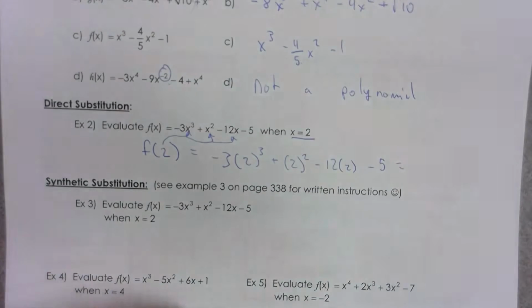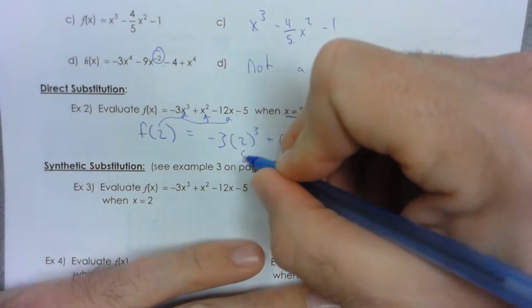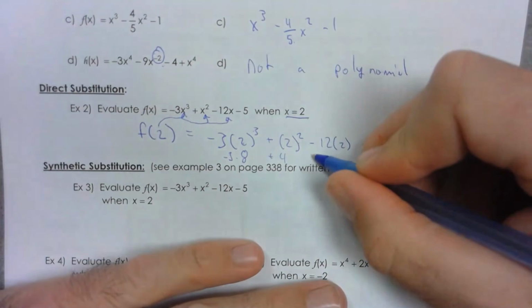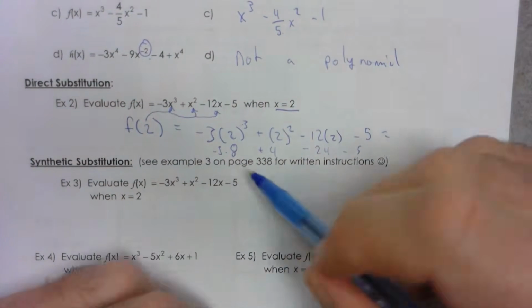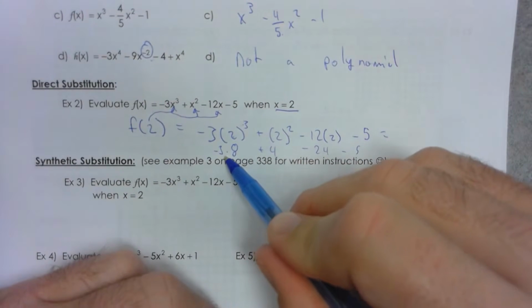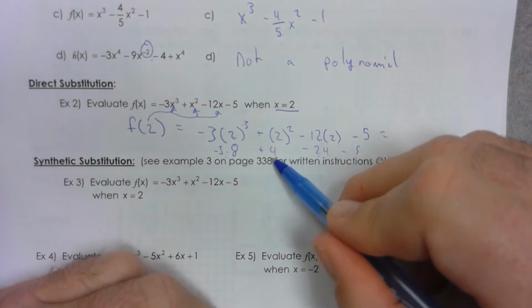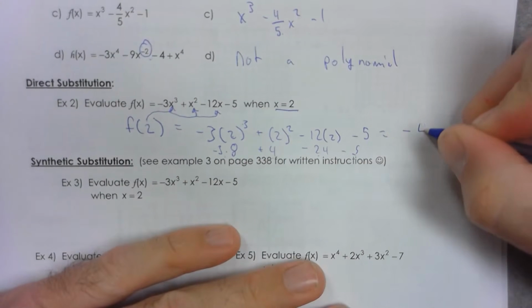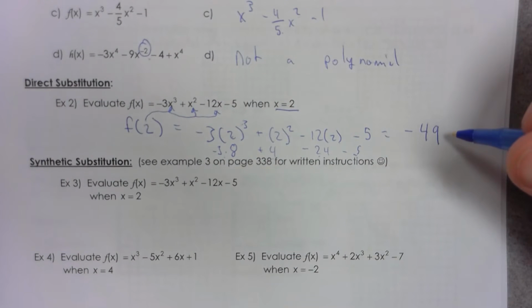And you do a bunch of math. Now we follow PEMDAS. We've got to do exponents first. 2 cubed is 8 times negative 3. 2 squared is 4. Minus 24 minus 5. Negative 24. Minus 24 and more is negative 48. Negative 44. Negative 49. That's direct substitution. You just plug it right in.